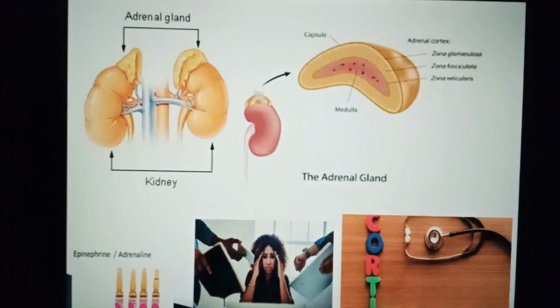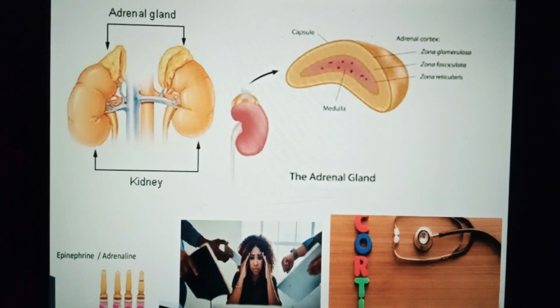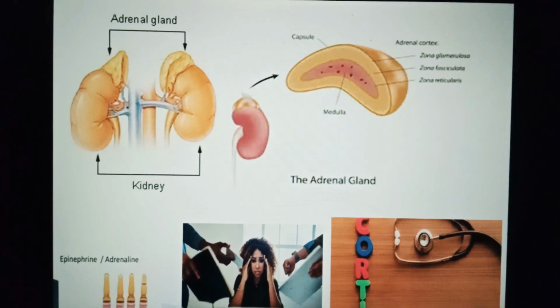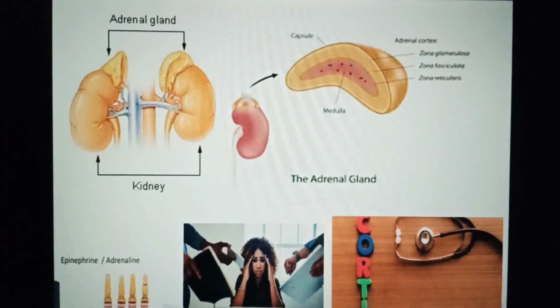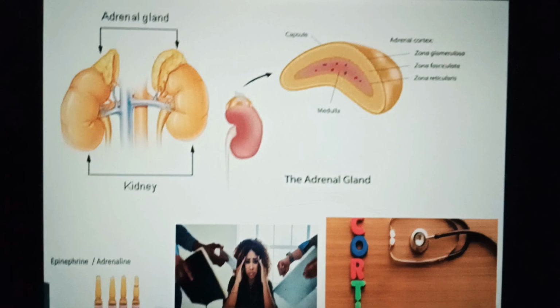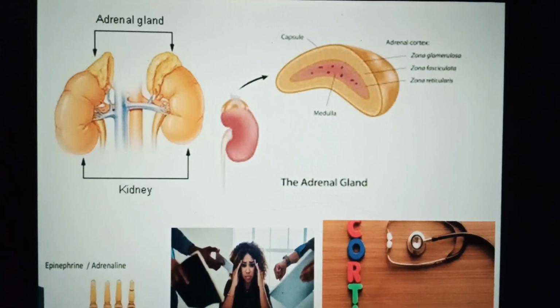The next one is the adrenal gland. These glands are situated above the kidneys. Each adrenal gland consists of two parts. The outer part is the cortex and the inner part is the medulla.